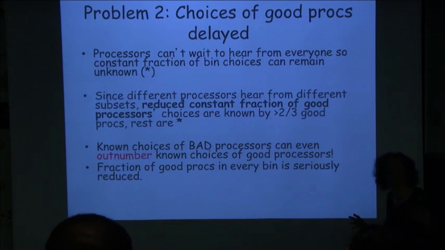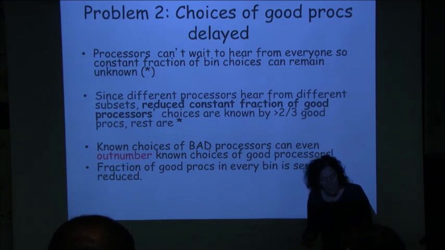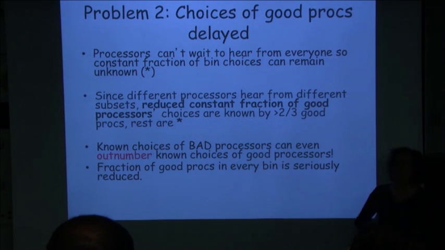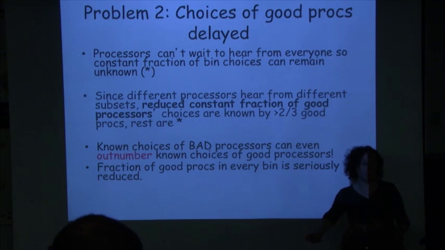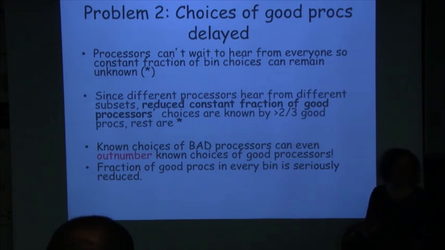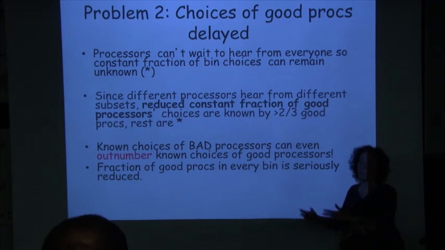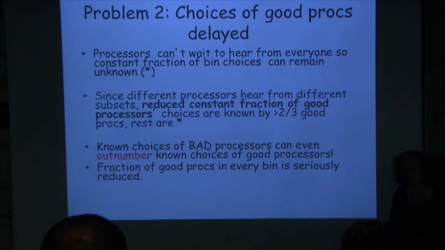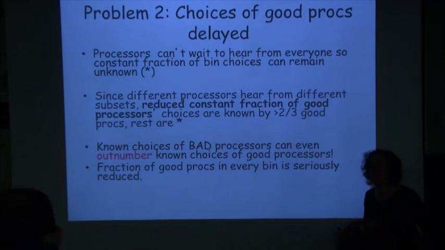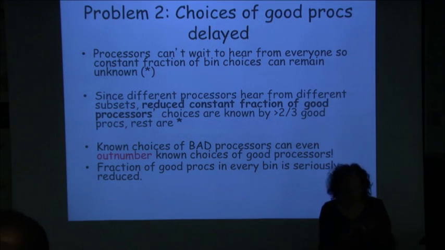The other problem is that if the adversary wants to, he could just delay all the guys who have picked bin one. And then all the bad guys jump into bin one. So just the right number of bad guys jump into bin one so that they're the minimum bin, and those guys become the winners. That also took us time to figure out how to get around. Okay, that's all I'm going to say about this stuff.